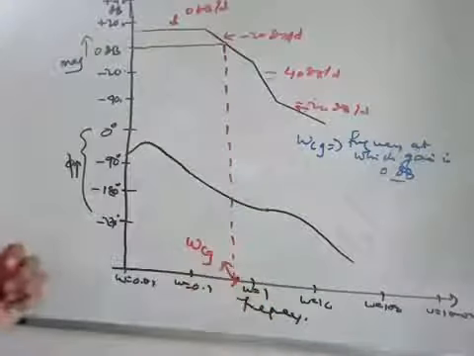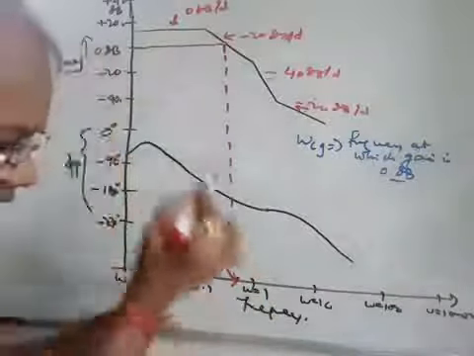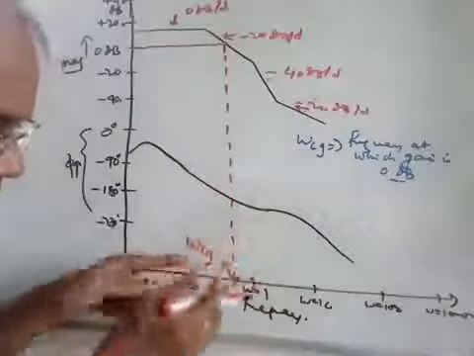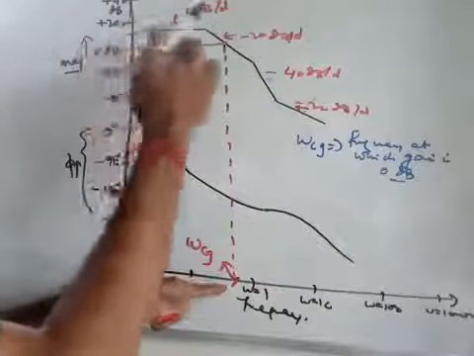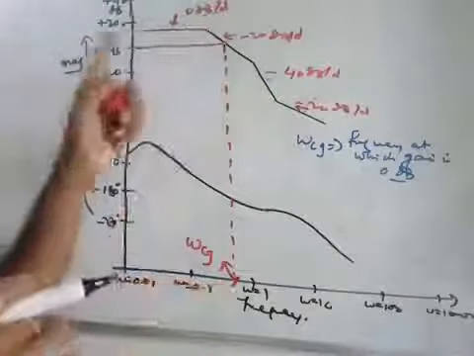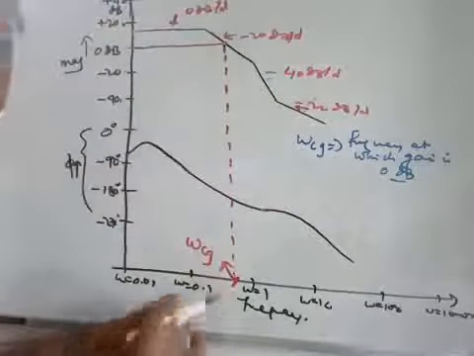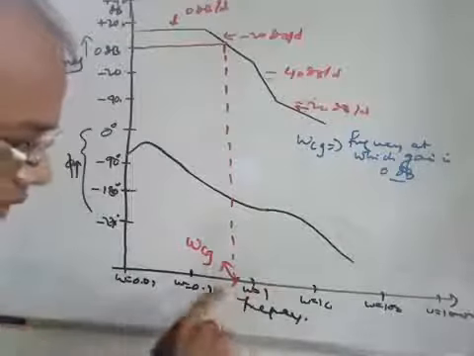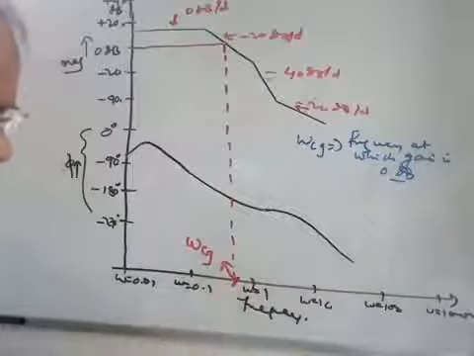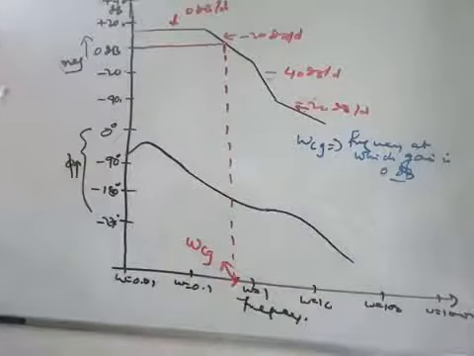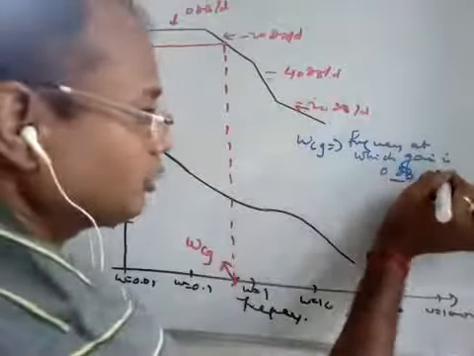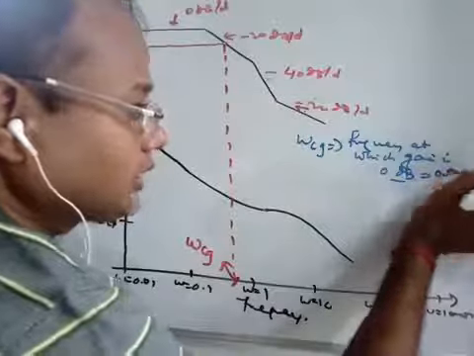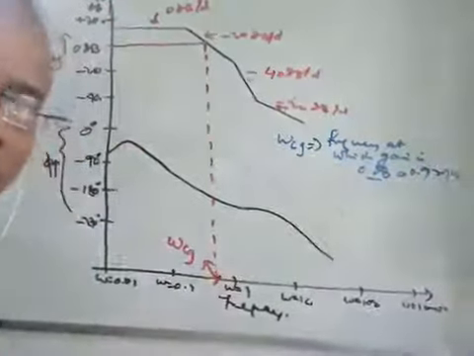Clear? So omega Cg means, look at it from this side, at this frequency you are getting the magnitude 0 dB. From the graph you can see the value is near about 0.9. So here you get omega Cg equal to 0.9 radian per second. So this is 0.9 radian per second.